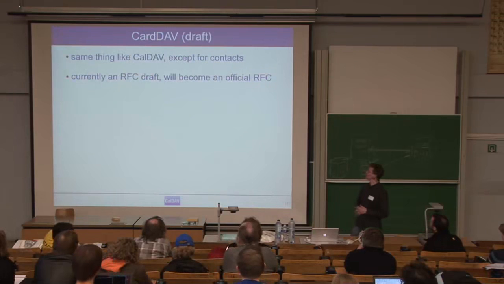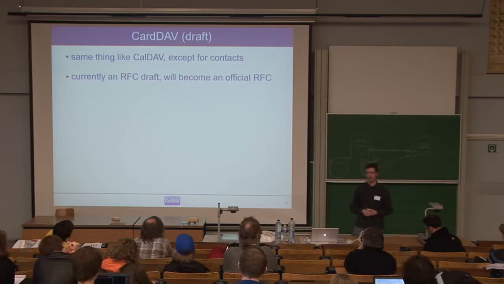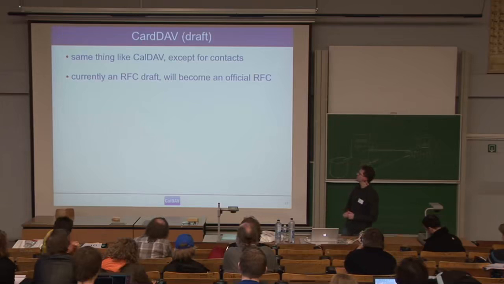CardDAV is basically the same as CalDAV, just that it's for contacts. The contacts are stored in vCards. There's also such a multi-get report, but in any other way, it's the same thing as CalDAV just for contacts. So it's currently still in development.